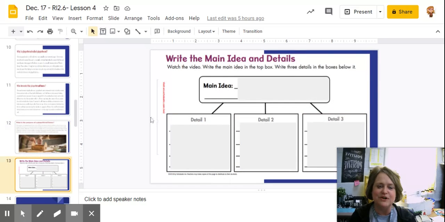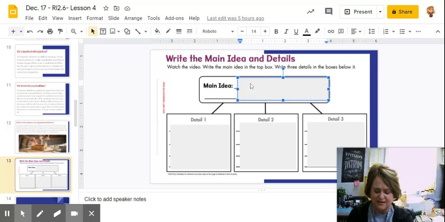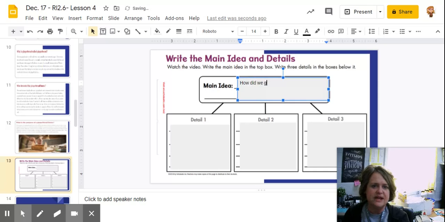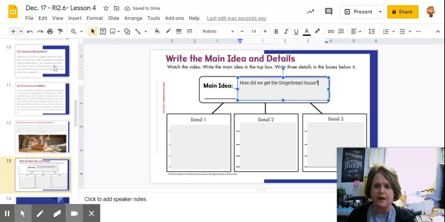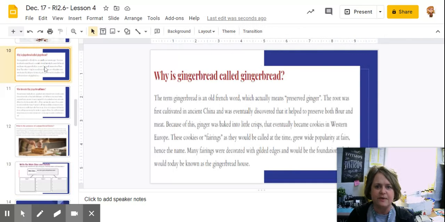So today, we're going to label the main idea of our topics that Mrs. Steck just read. And the main idea, or the whole purpose of this story, was, how did we get the gingerbread house? So that is the overall theme. Where did it come from? Then it has detail 1, detail 2, detail 3. What I'm going to do is I'm going to include details from each heading.